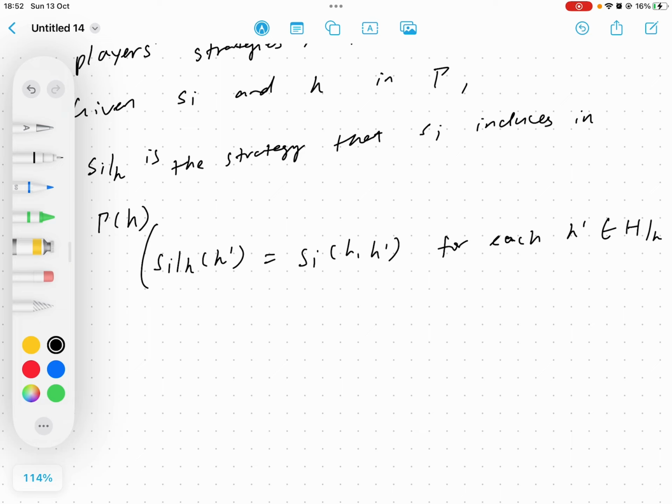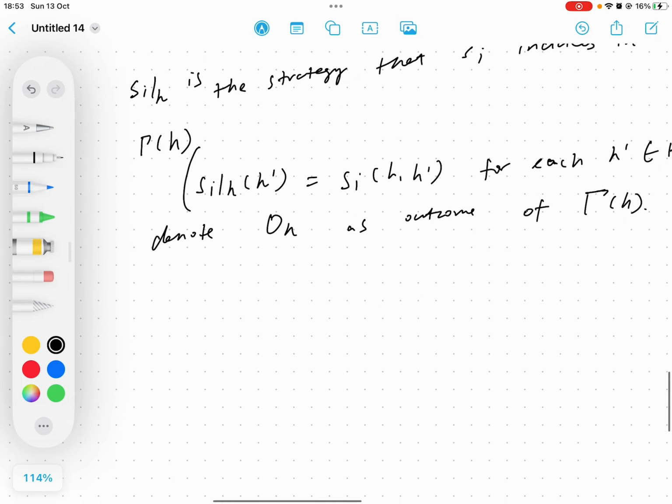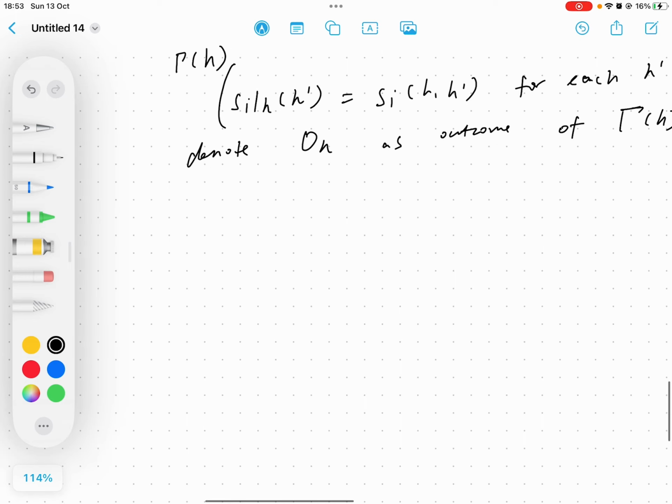So that's essentially what it means here, okay? And we also denote this outcome as the outcome function. So that's a function, right, of this gamma H. Okay, so lots of new notations, but essentially the idea is very simple, okay? So we just mentioned that, show that in the picture.